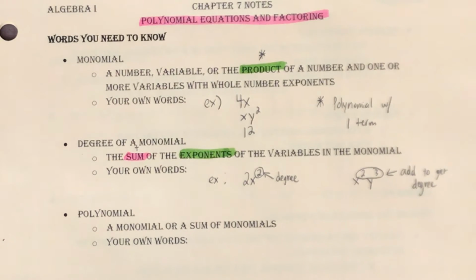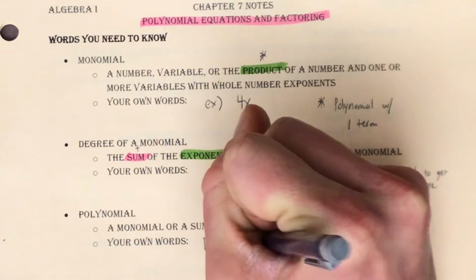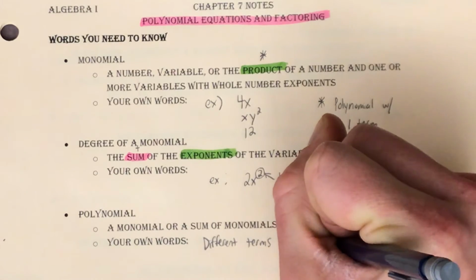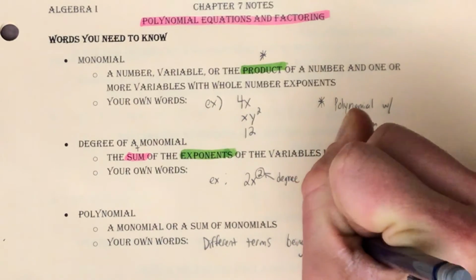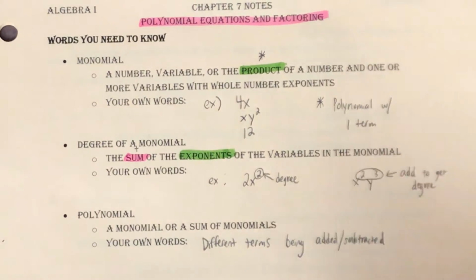All right, our next term that you're going to see is polynomial. A polynomial is either a monomial or a sum of monomials. A better definition, I would say, is that it's more than one term being added or subtracted, so different terms being added or subtracted. What I mean by that is we're going to have a bunch of terms, but they're not like terms, so they can't be combined.